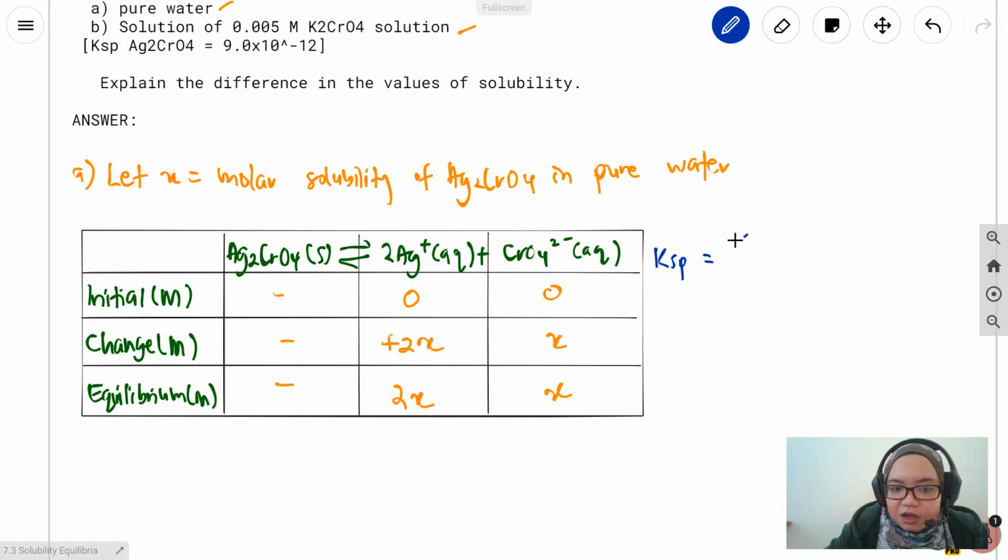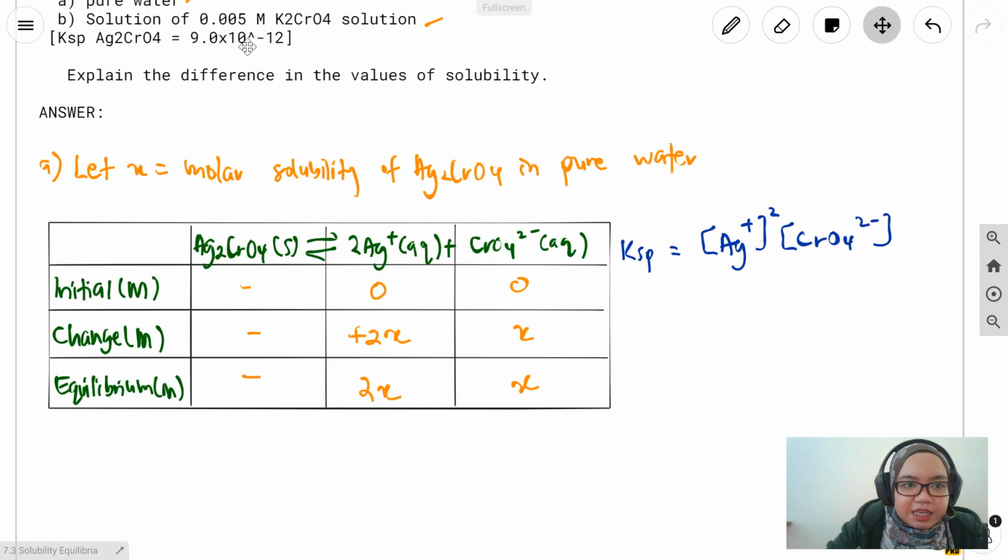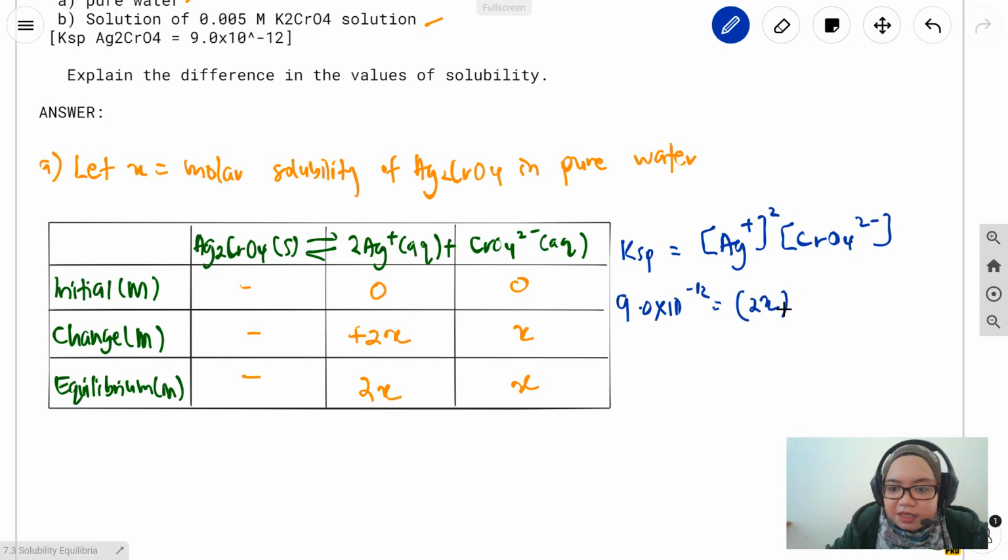KSP adalah concentration of Ag plus squared times dengan concentration of chromate ion. Kita tahu KSP dah bagi kat sini, kan? Value KSP 9.0 kali 10 negative 12 is equals to Ag plus 2x squared times dengan x. So you will get 9.0 times 10 negative 12 is equals to 4x cubed.